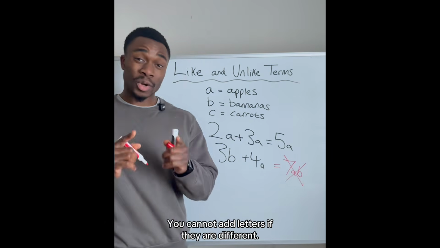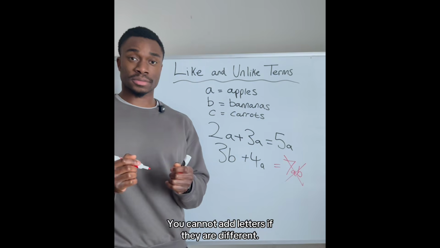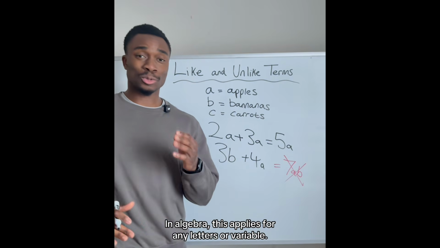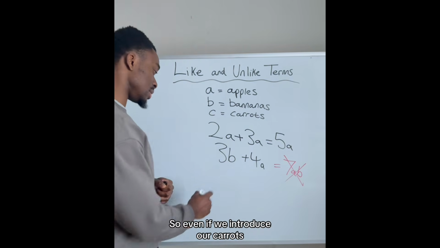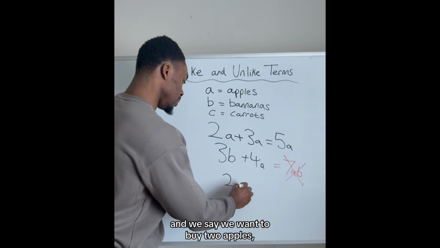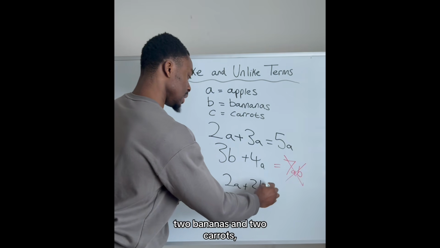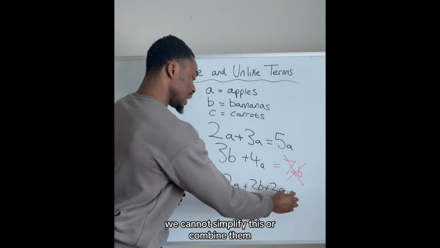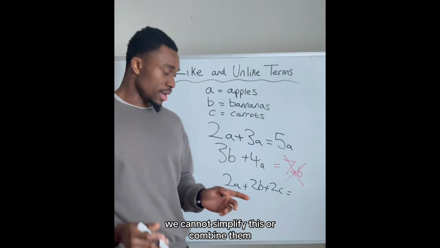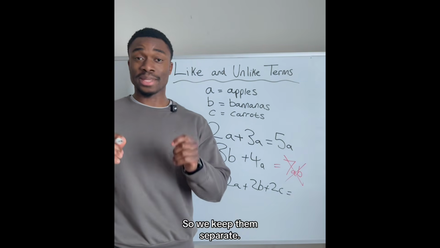This is not correct. You cannot add letters if they are different. In algebra, this applies for any letters or variables. So even if we introduce our carrots and we say we want to buy 2 apples, 2 bananas, and 2 carrots, we cannot simplify this or combine them because they are different letters. So we keep them separate.